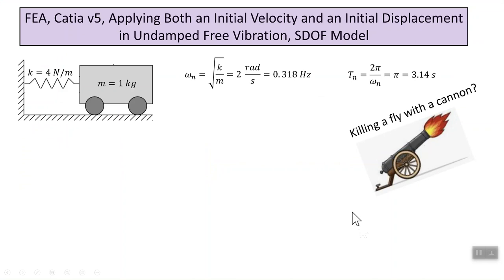Okay, this is a follow-up to two earlier video segments where I showed you how to solve a single degree of freedom system using the Catia program, but I labeled these videos as the killing a fly with a cannon series because the problem is simple enough that it can be done with hand calculation, and in fact, you can find it in any elementary vibrations book.